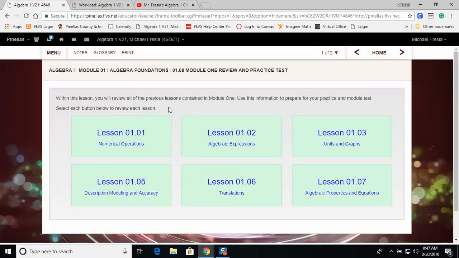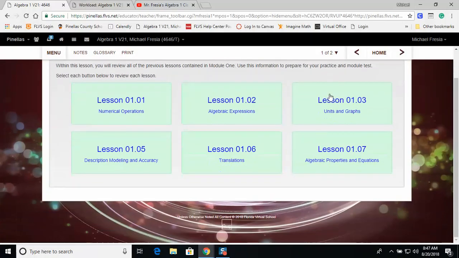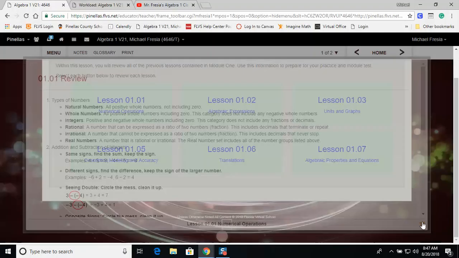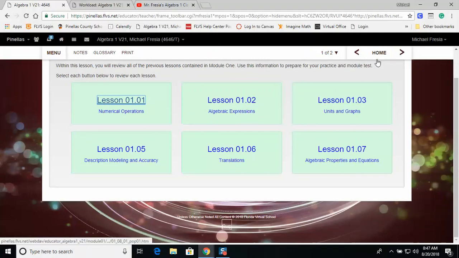On the practice and review, you will see all the lessons. You can click on each one and either print them out or copy them by hand because they are much easier to view and write on for practice when you're going through the lessons. All right, that's the first piece. Second piece, let's look at page 2.